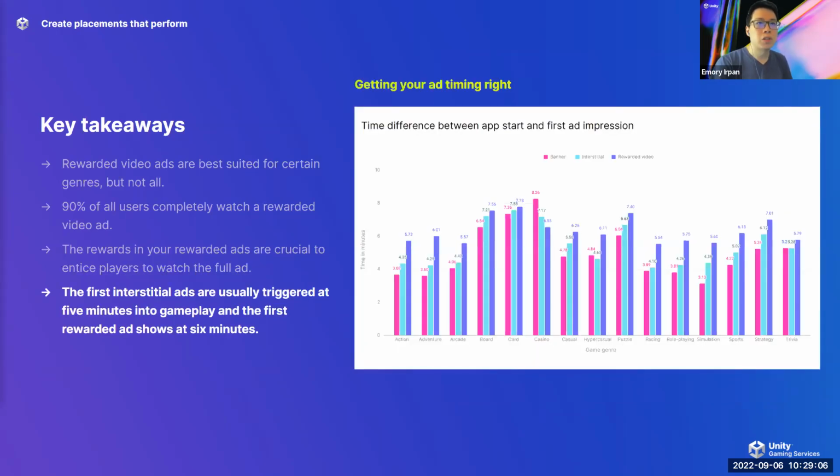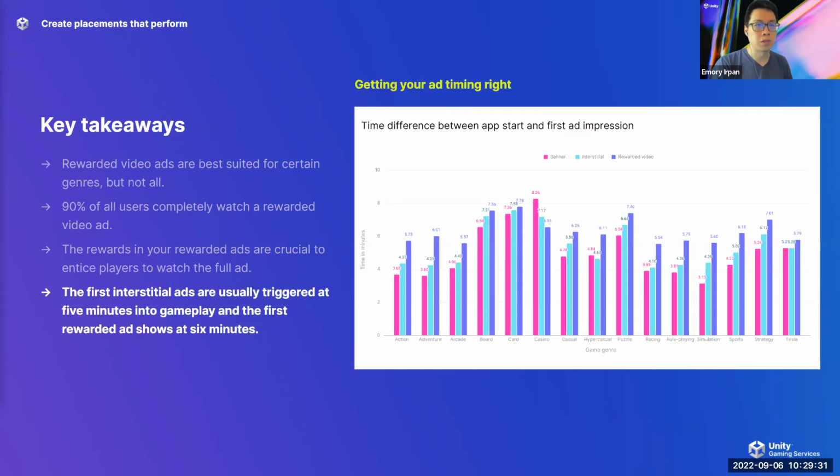So knowing when to surface your ads is also just as important as having them in the first place. There's not a player in the world who wants to open up a game and immediately be greeted with an unprompted interstitial ad. So on average for games, we actually see that the first interstitial ads are triggered after at least 5 minutes of gameplay, and the first rewarded video ad opportunities are surfaced around the 5 to 6 minute mark. This timing varies among game genres.